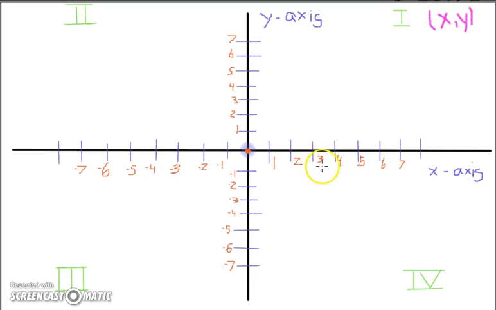As you notice, as we go to the right here, the numbers are positive. And as we go to the left over here on the x-axis, the numbers are negative. Similarly, when we go above the origin, the numbers on the y-axis are positive. And when we go below the origin along the y-axis, the numbers are negative.